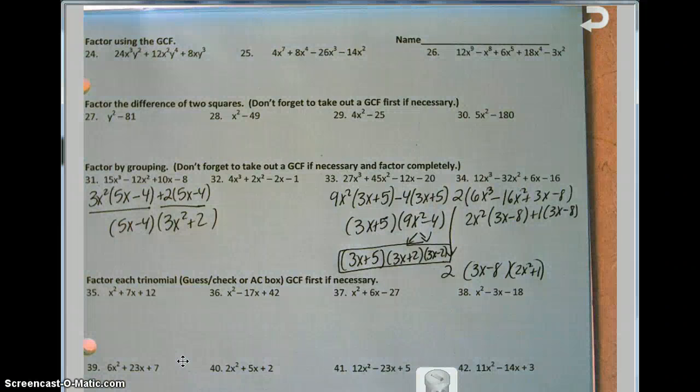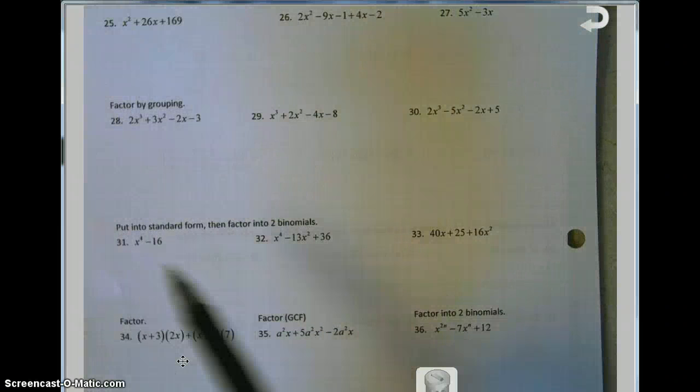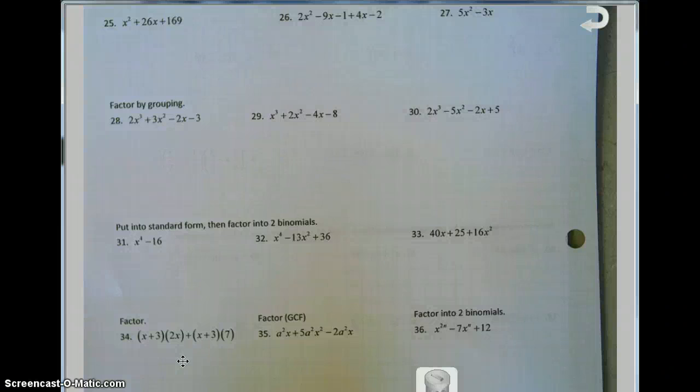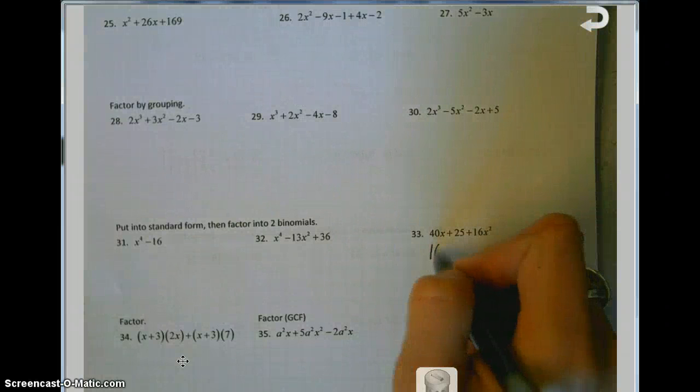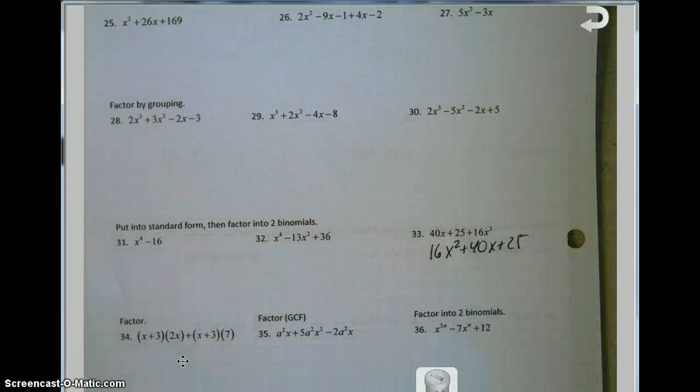On the worksheet that I assigned today, there are a couple of things that are a little bit trickier. When you get to the back side, you'll notice some items that are x to the fourth minus 16 and this type of thing. Check to see, do you have a clue what they're asking? They want you to put it in standard form, which means put it in order. So number 33, you'll have to rearrange. Put it as 16x squared plus 40x plus 25. Then you can go ahead and factor that.